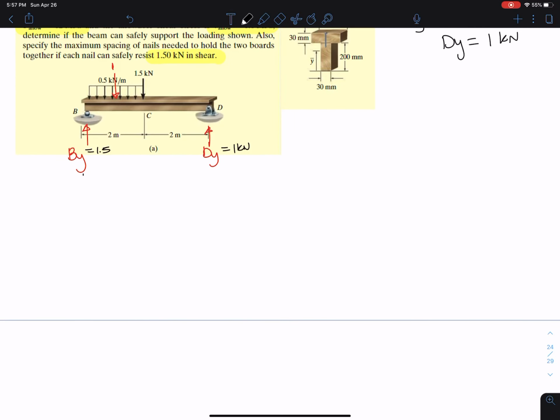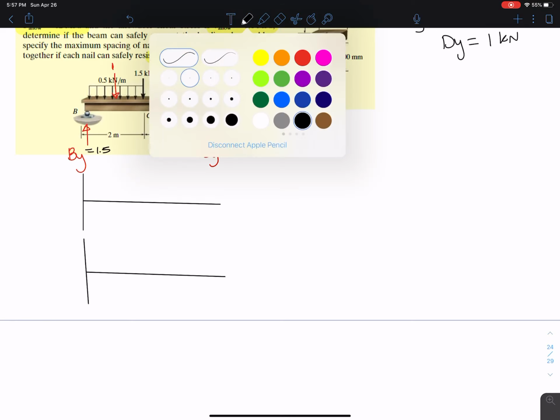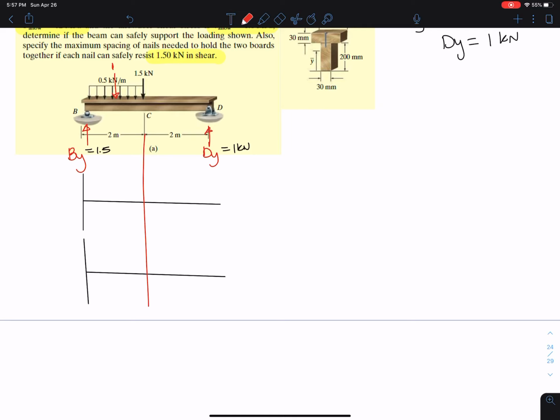And we can now draw our shear and moment diagrams. Alrighty, so we're going to start here at positive 1.5 on our shear diagram. And by the time we get to the end here, we'll need to go down by 1, the whole value of the distributed load, which will put us at a 0.5.